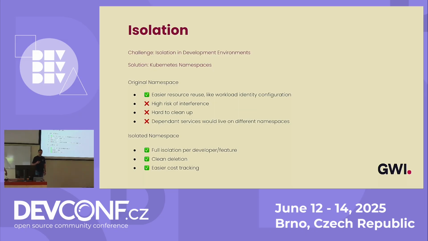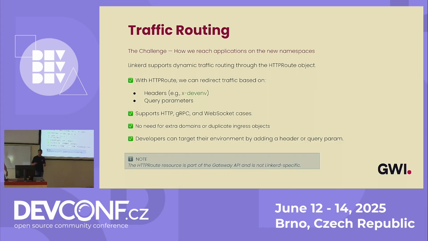The other option was to deploy the new version on its own namespace. This would provide better isolation. It would make the cleanup an easy task because it would be as easy as deleting a namespace, and also it would provide easier cost tracking. And we went the second way since it provided what we wanted: safety, simplicity, and visibility.